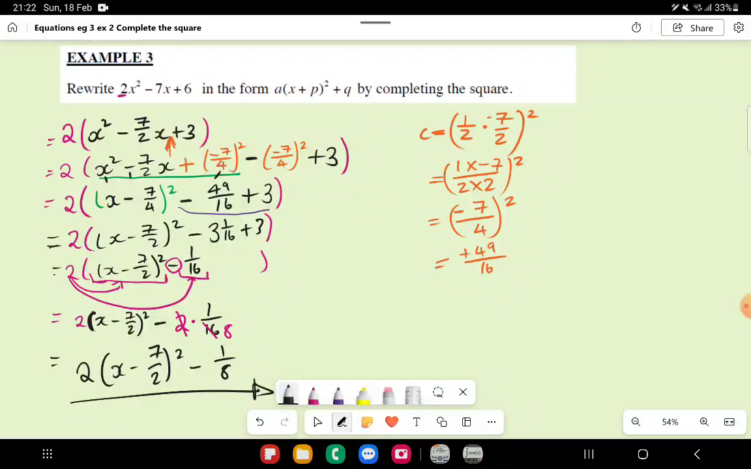So in our next video, we're going to do more exercises like this, where we are going to complete the square in exercise 2. See you now.